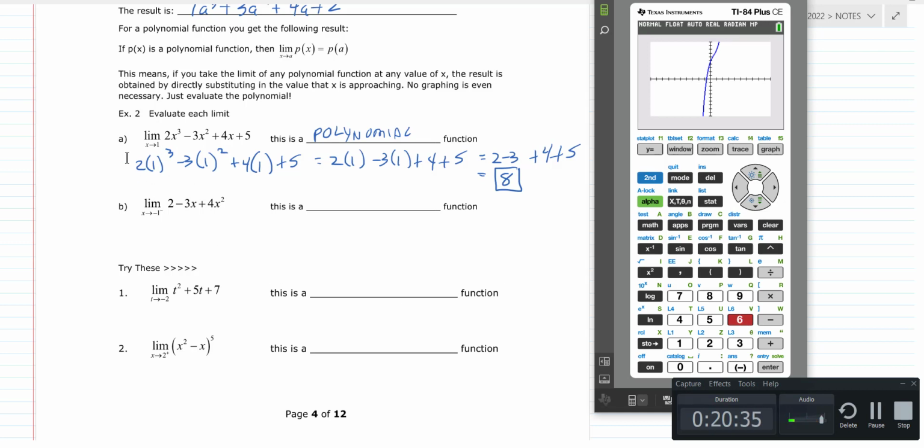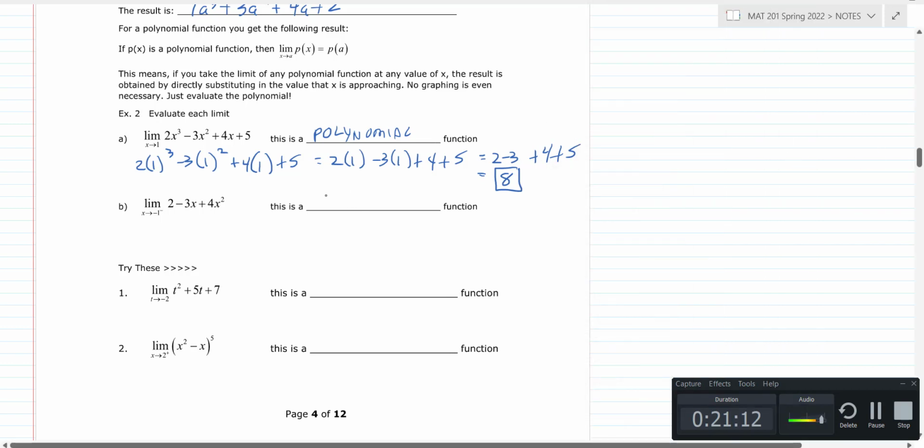Well, we're interested in the limit as x goes to 1. So if I trace at something real close to 1, like we've done before, notice that I get a y value close to 8. And if I get closer and closer to 1, that y value is going to get closer to 8. Well, if we trace at 1, we get the 8 anyway. So that's what I'm showing you: it's a polynomial function. The function value will give you the value of the limit. So that's what I want you to see.